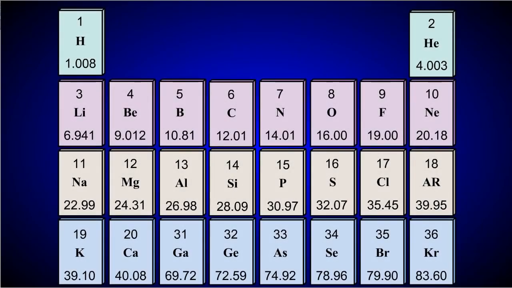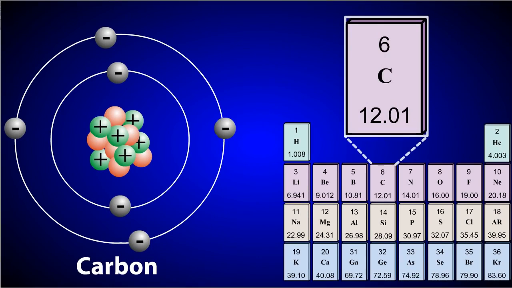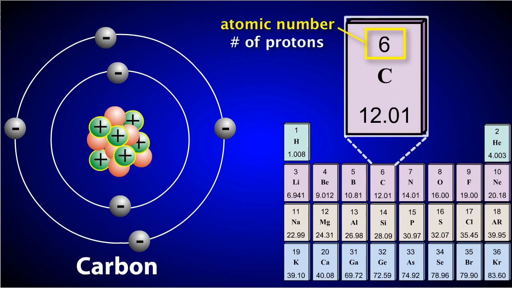You can learn a lot about the physical properties of an element by reviewing the periodic table. Let's take a look at carbon as an example. The number that appears above the element symbol is called the atomic number. The atomic number tells you the number of protons that are in the nucleus of that atom. So in the case of carbon, you can see that it has 6 protons in its nucleus.